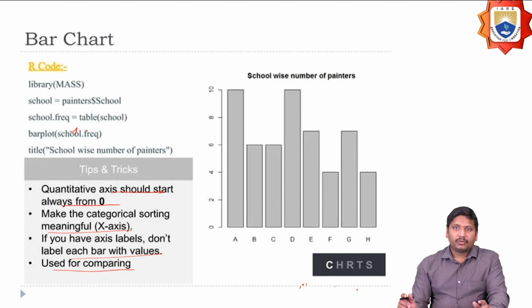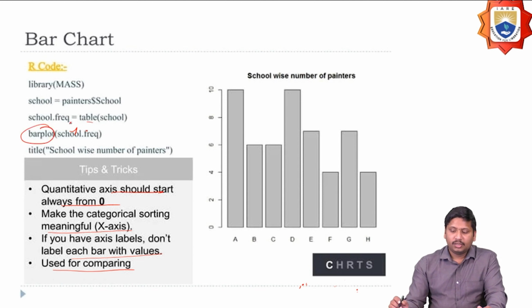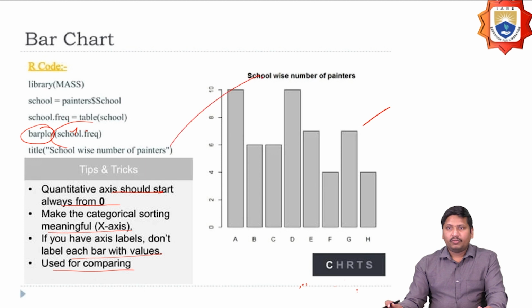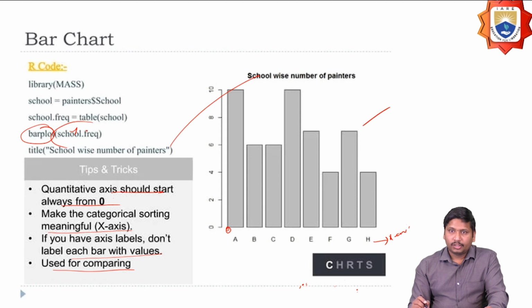By making use of this plot function, I can construct these values, and a title should be given: school-wise number of painters. And for the tips and tricks: the quantity axis should start with 0, and make a categorical string on the x-axis. If you have axis labels, don't label each bar with the values, and use it for the comparison.